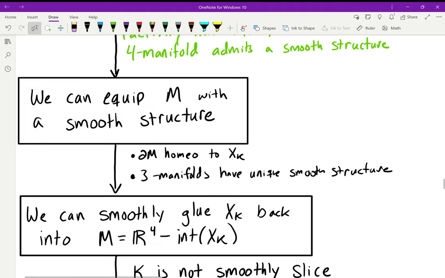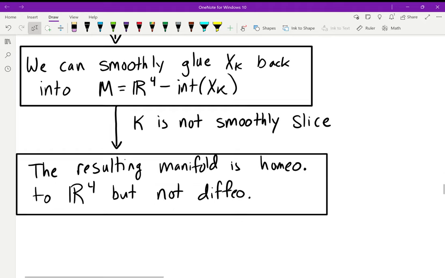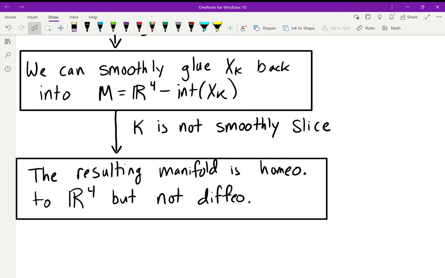So what we can do then is glue XK back into it. That will have some smooth structure given by the smooth structure on the boundary. But K is not smoothly slice. And so the resulting manifold is homeomorphic to R4, but it can't be diffeomorphic to it. Otherwise, we'd have a smooth embedding, which contradicts the knot trace smoothly embedding if and only if the knot is smoothly slice. So there we go, a non-gauge-theory proof of the existence of exotic structures on R4.